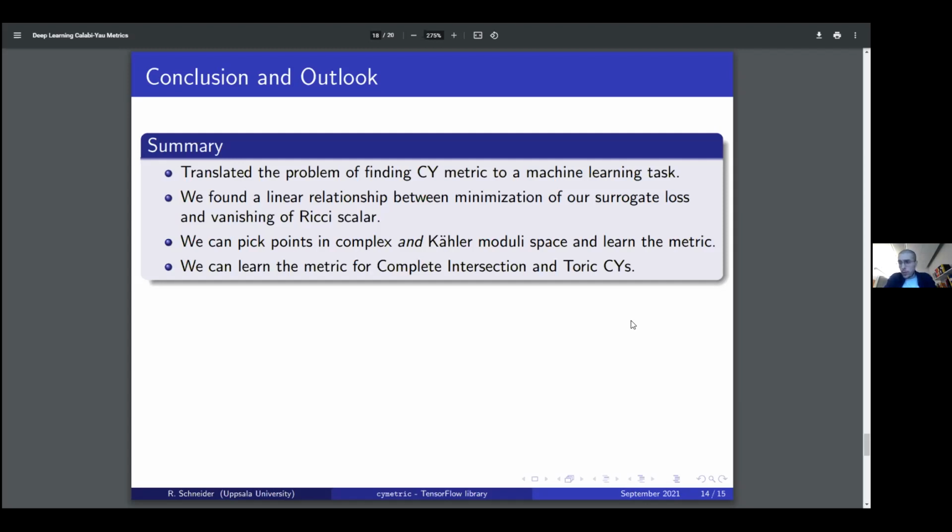Furthermore, I presented to you a model which allows for learning the metric at particular points which are specified by the user in complex and Kähler moduli space, which is nice. And finally, the TensorFlow models in principle work for all complete intersection Calabi-Yau manifolds, but also for the toric Calabi-Yau manifolds. So there's a much larger class. There are currently some hiccups which need to be worked out for the point generation, but the TensorFlow models work fine for the Calabi-Yau manifolds also coming from the Kreuzer-Skarke list.